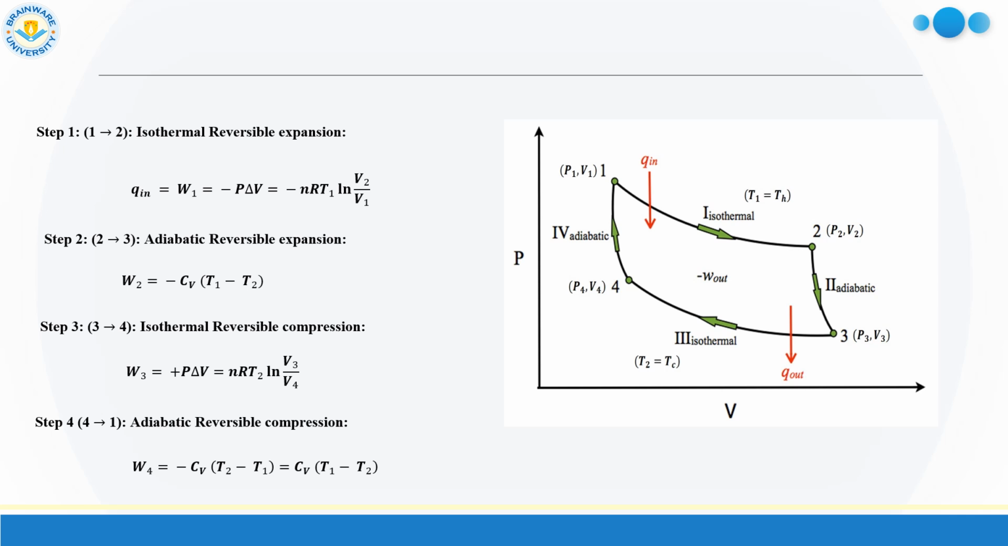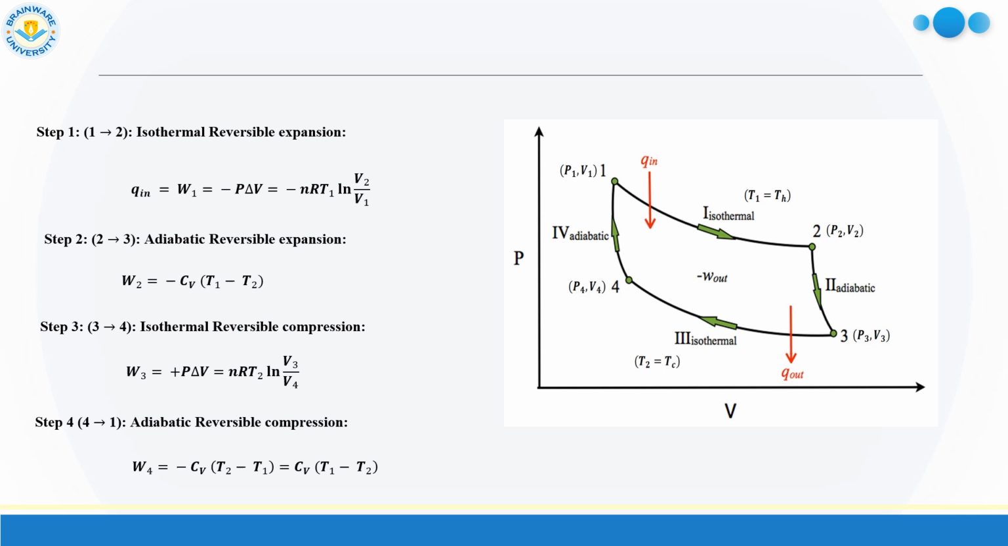It moves to state 2 with pressure P2, volume V2 through the process isothermal reversible expansion, and from state 2 it moves to state 3 through adiabatic reversible expansion where the pressure is P3 and volume V3, and then it comes back to state 4 by isothermal reversible compression, and then from state 4 to state 1, that is from P4 V4 to P1 V1 through adiabatic reversible compression.